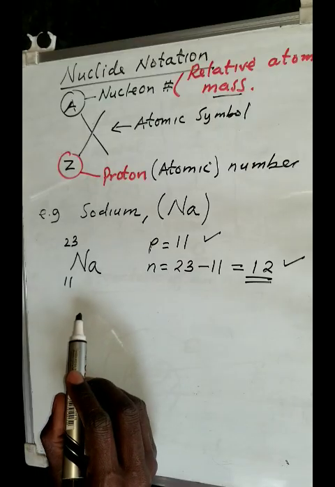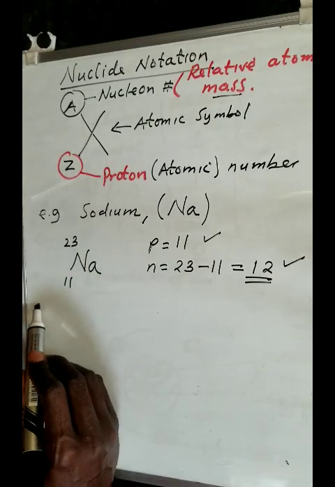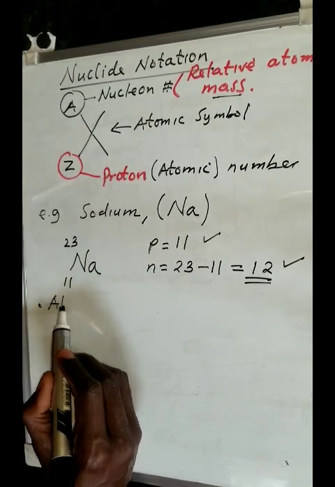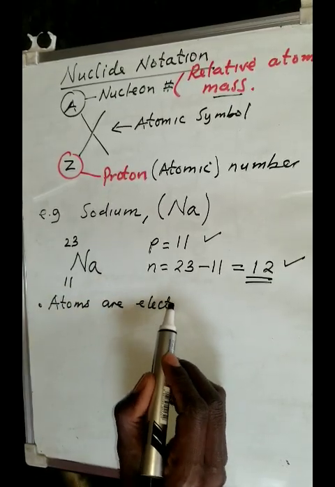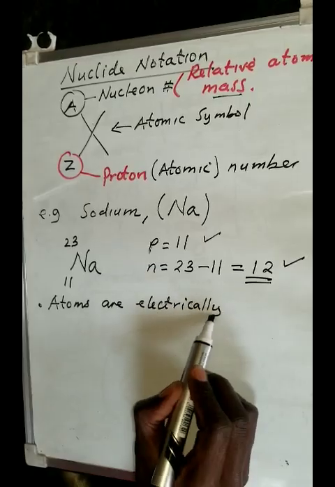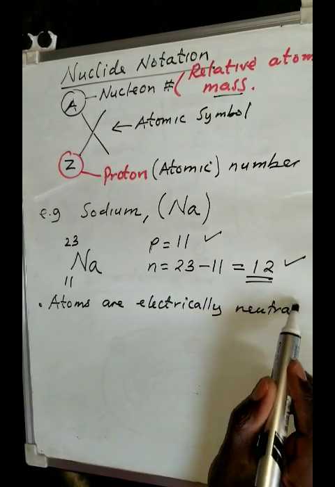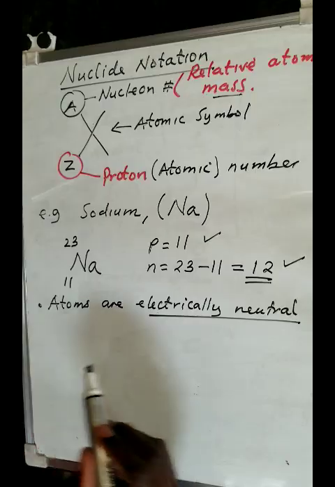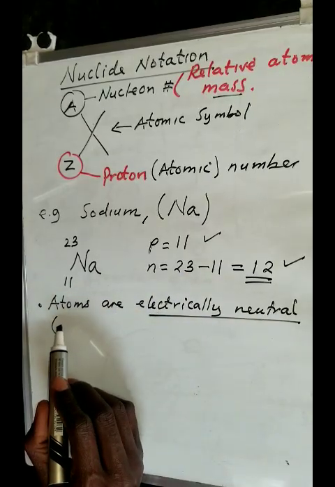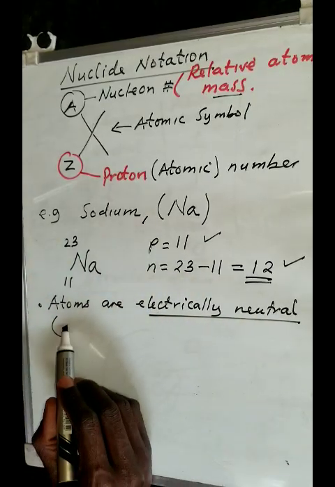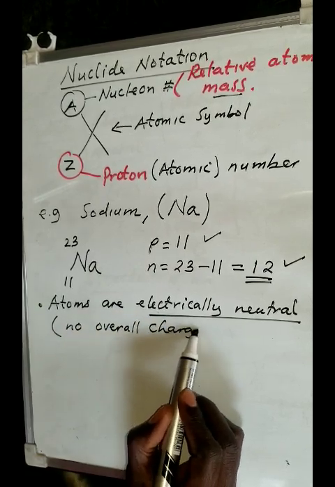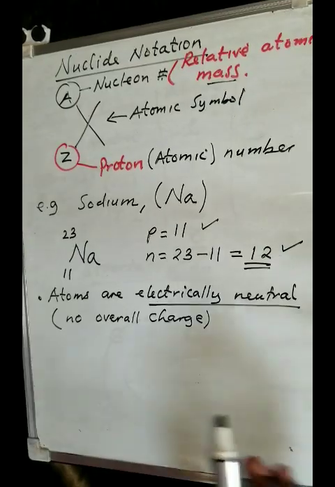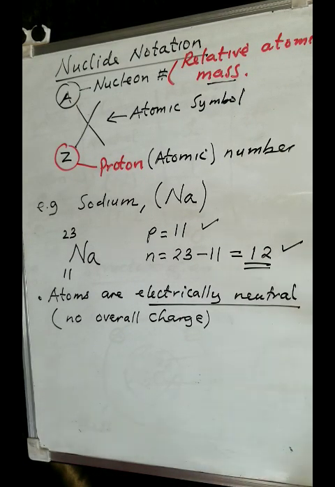But one thing is that when we talk about atoms, let me say that atoms are electrically neutral. What do I mean when I say they are electrically neutral? Or if I want, I can say they have no overall charge. Why do atoms not have an overall charge, maybe being positive or negative? If it's an atom, it is electrically neutral.